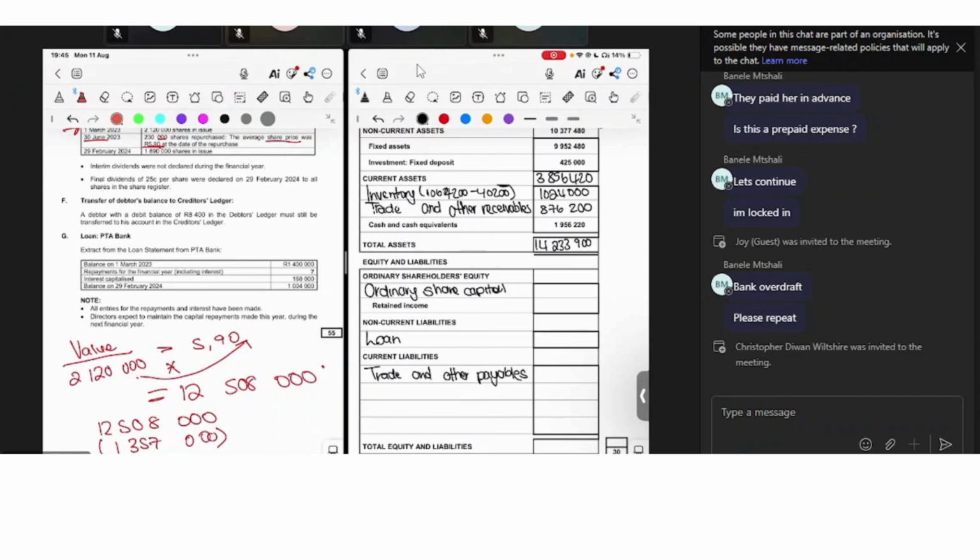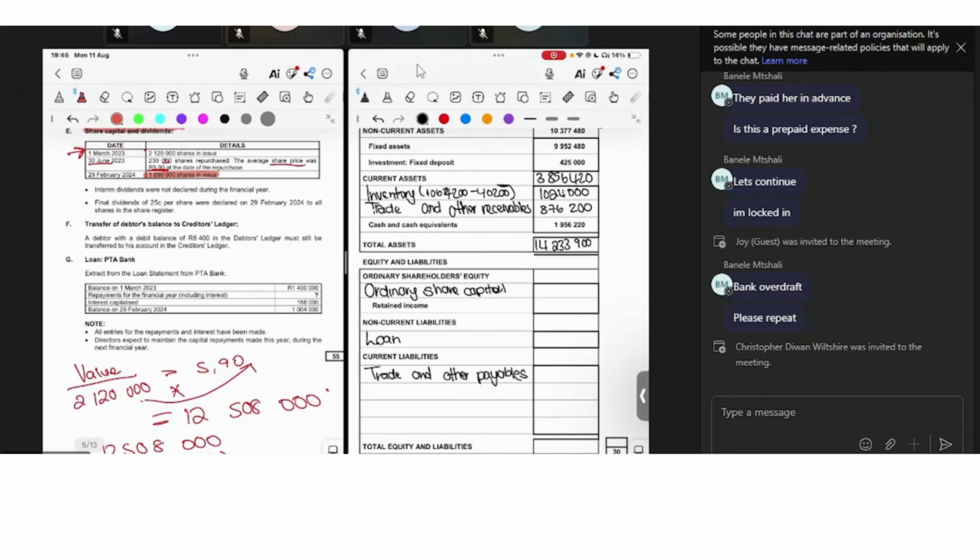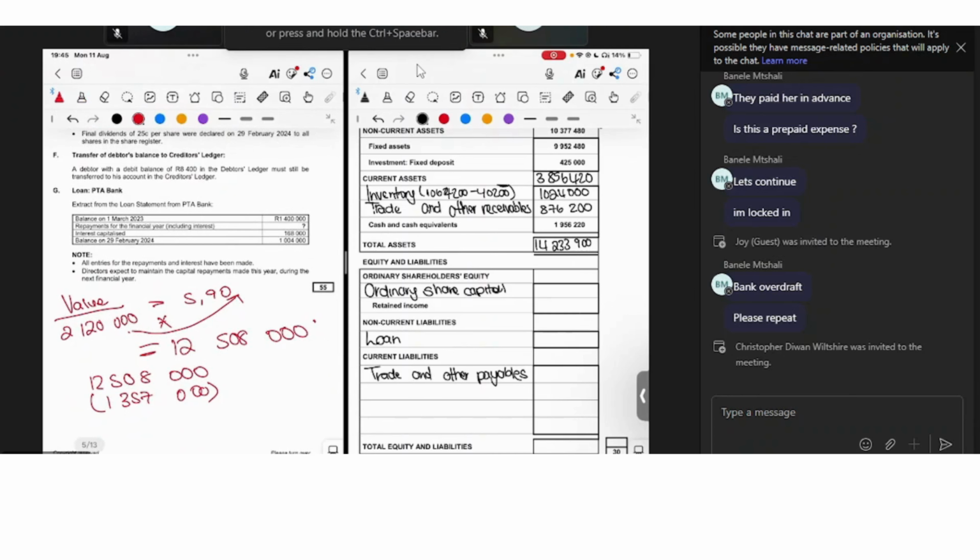Then what else happened? We are told that at the end of the year, there were only 1,890,000 shares in issue. So if we take the 2,120,000 shares minus the 230,000 shares, that should give you the 1,890,000 shares. So these are the only adjustments that we had, the buyback. So our value of shares will just be opening balance minus our buyback. So 12,508,000 minus 1,357,000, which will give us 11,151,000. And that's our ordinary share capital at the end of the year.